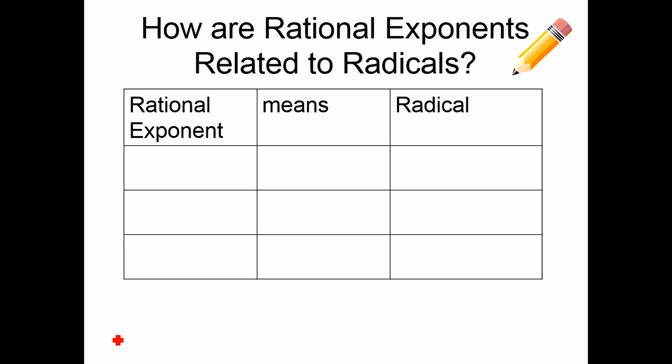How are they related then? Well, first of all, let's draw this little table. Rational exponents are those fraction exponents. We're talking about x to the 1/2 power. This means a square root. So in the radical notation, we would be writing a square root of x. Notice that the little 2 as the index is not written there because it's implied when we talk about a square root.